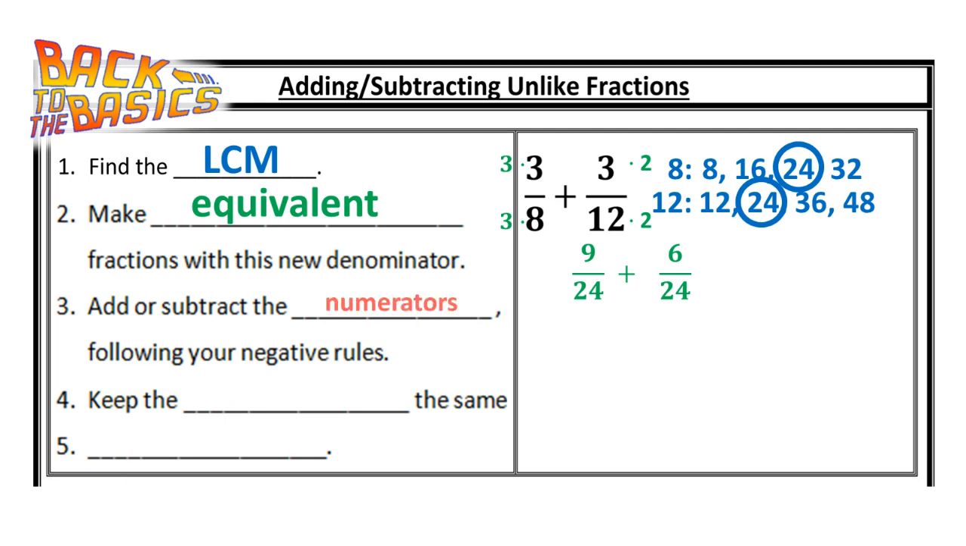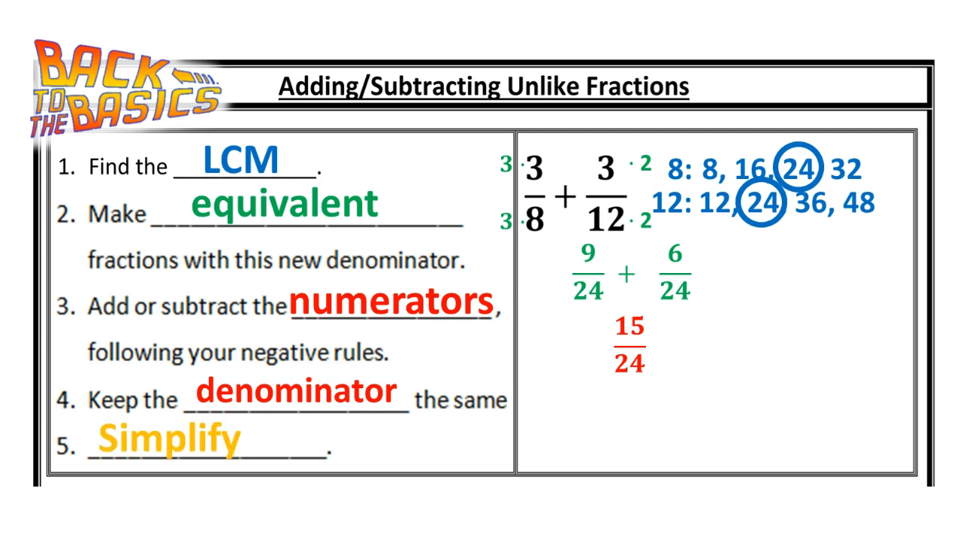Now, I can just add or subtract the numerators following your negative rules. 9 plus 6 gives me 15. The denominator is going to stay the same. 15 over 24. As always with any fraction problem, simplify. 15 over 24, well, I can do my mountain method.